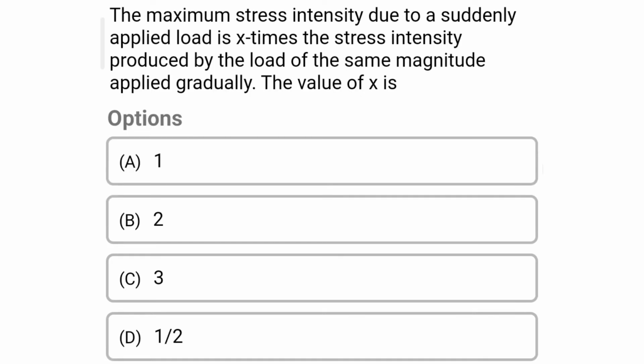So next question, the maximum stress intensity due to suddenly applied load is x times the stress intensity produced by the load of the same magnitude applied gradually. Generally, the value of x is option A 1, option B 2, option C 3, option D 1 by 2. So the correct answer is option B 2.